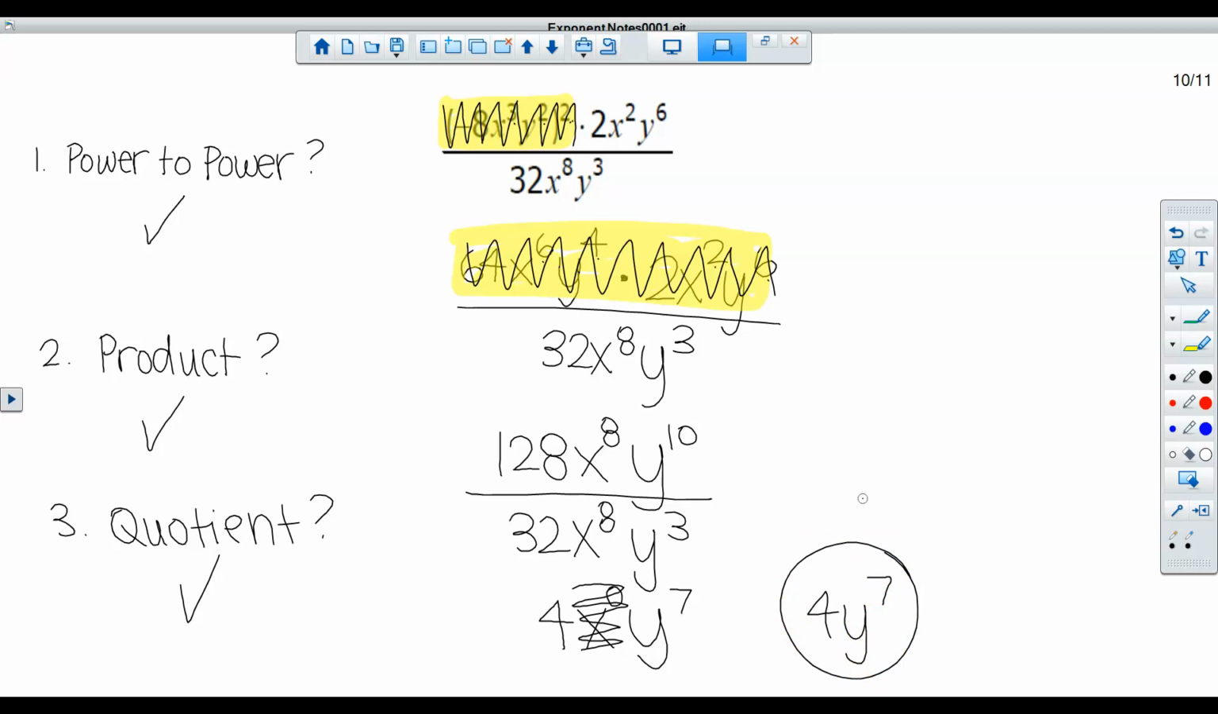So to summarize what you're doing here, look for power to a power first, product rule second, quotient rule third, and then look to see if your answer can be your final answer. Are there 0 or negative exponents involved? If not, then you're done. If those negatives and zeros are there, then fix it.